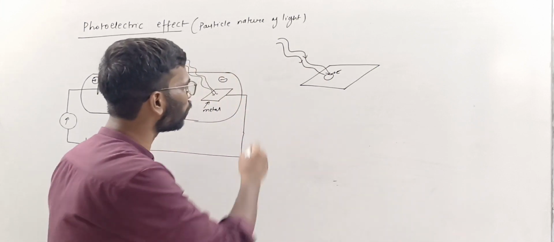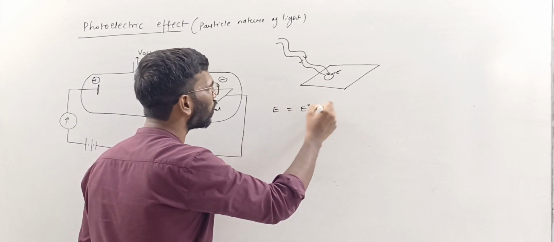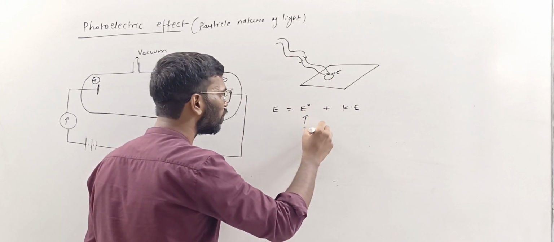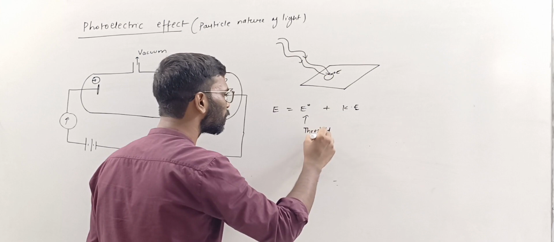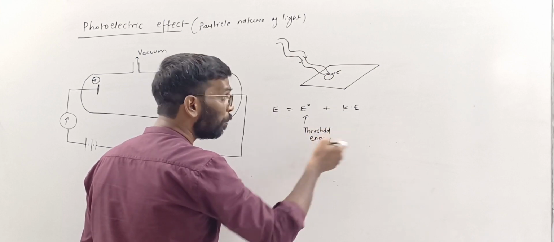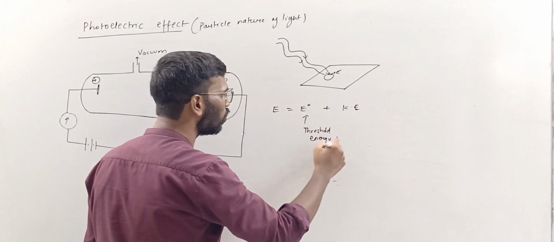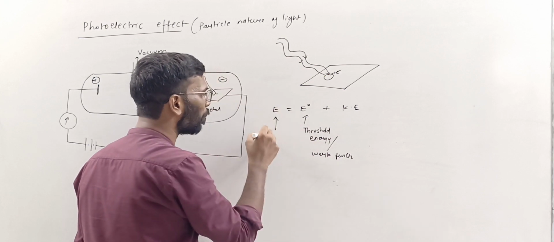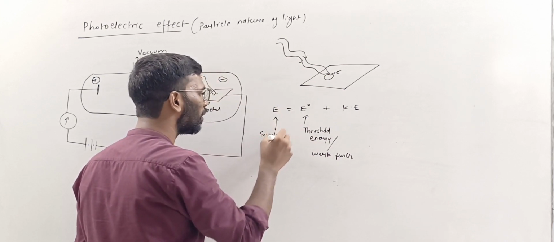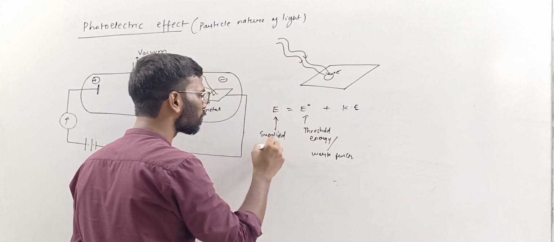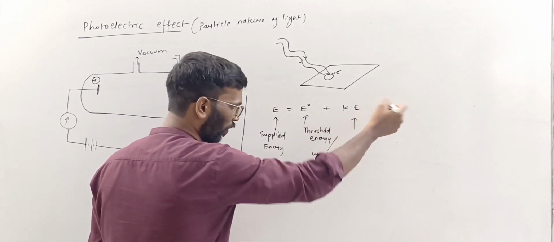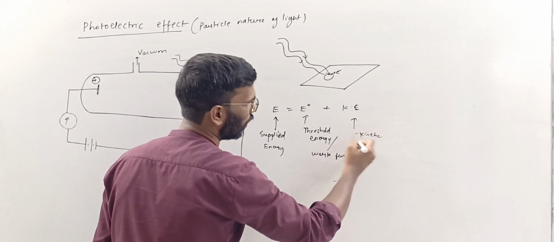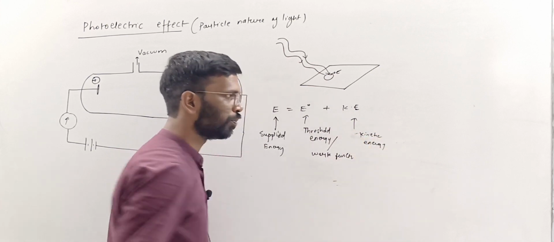The whole expression is given this way: E is equal to E naught plus kinetic energy. E naught is the threshold energy, also called the minimum energy required to eject the electron out, also known as the work function. This is also called the work function. E is the supplied energy. And whatever excess is there will be utilized as kinetic energy. Whatever extra is there, it will be utilized as kinetic energy, right?